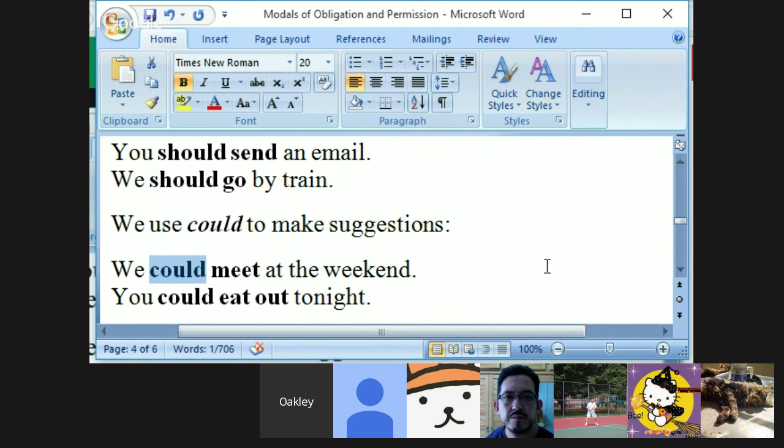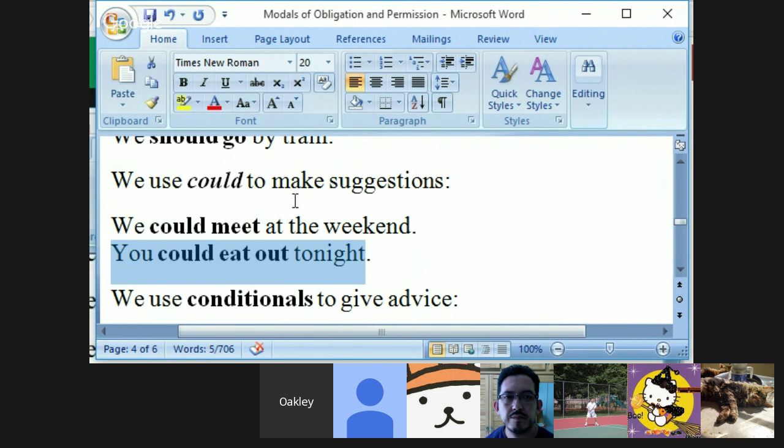Notice I'm definitely stressing the could here. Basically, it's a weaker form of advice, because when we say this, it has the element of possibility. I'm offering a possibility. I'm really not advising you to do this. You could eat out tonight. I'm not saying you should eat out tonight. That's much stronger. You could eat out tonight is more like, here's a suggestion, not, here's a suggestion I think you should do, which is what you're doing when you use should. So it's a little bit different.